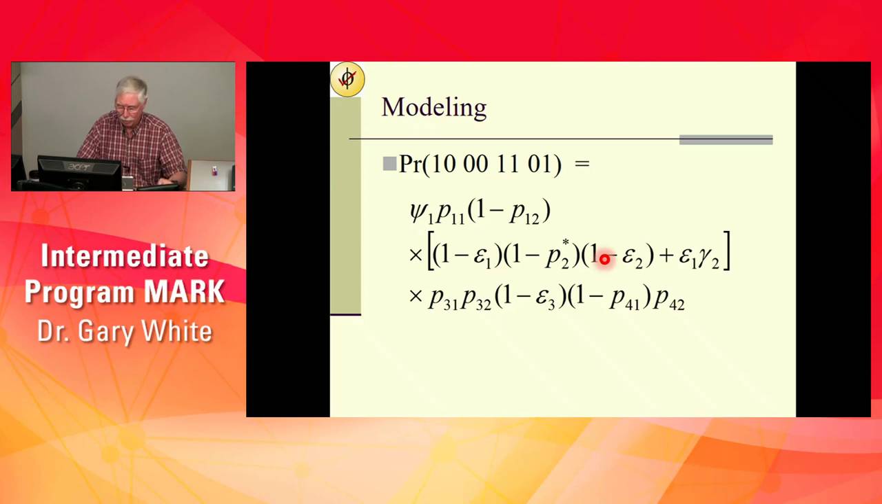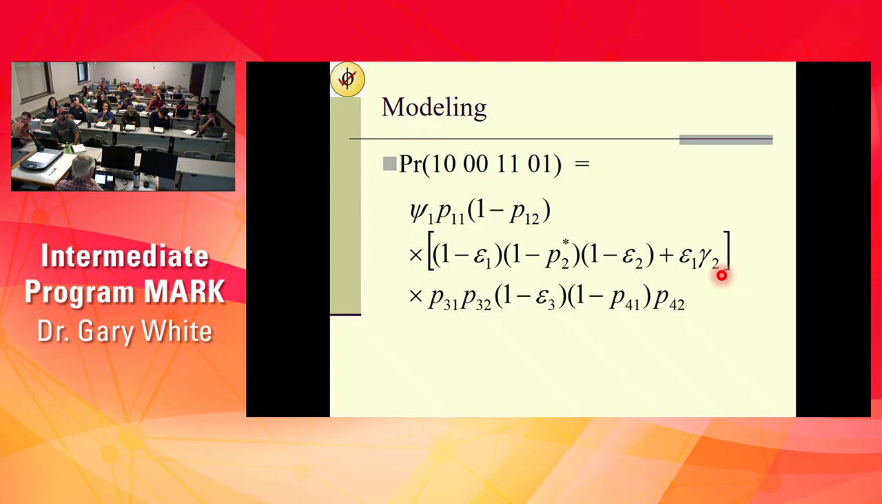Over here says it went extinct, and then it came back, was recolonized. So epsilon times gamma. Look at that for a minute. And just to be clear, that epsilon occurs before the two zeros, and the gamma occurs after it, so they don't happen at the same time. Epsilon 1 and gamma 2.